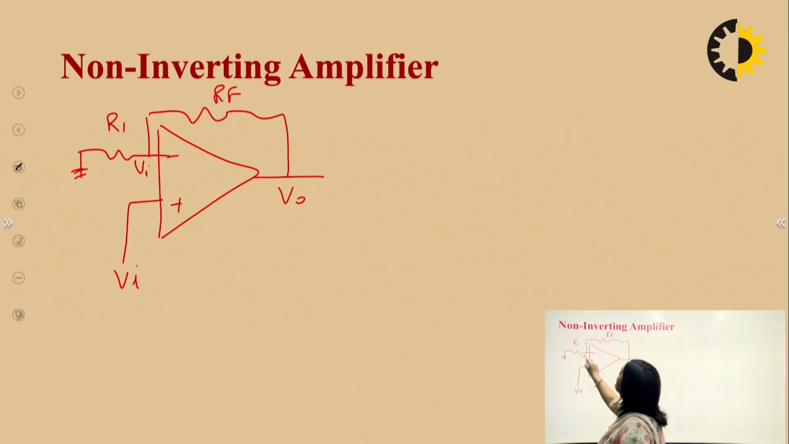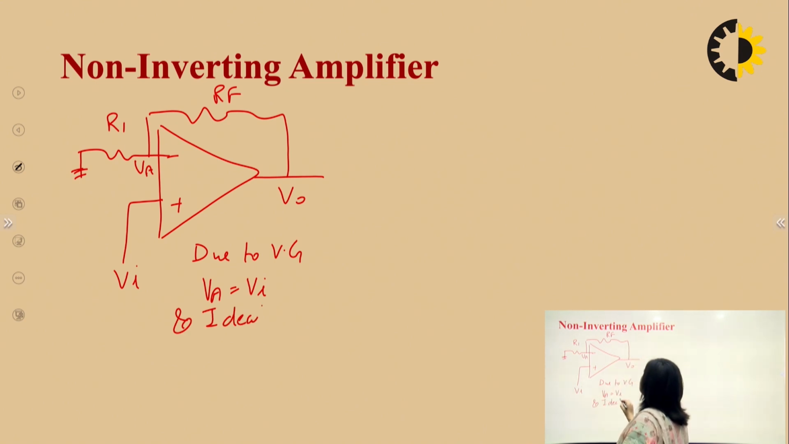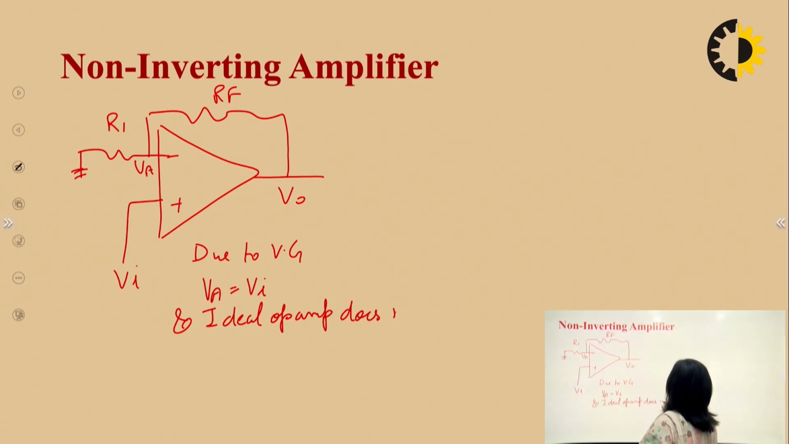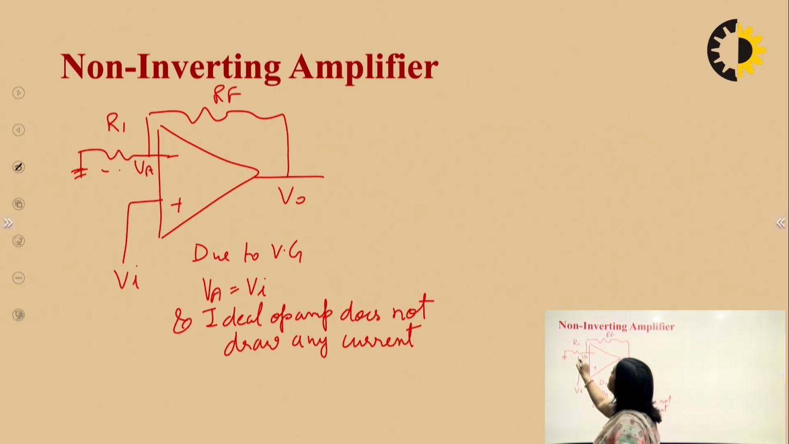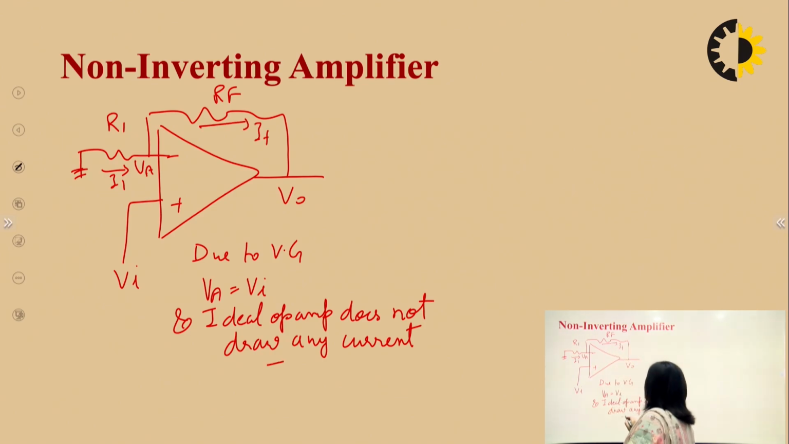Now due to the virtual ground concept, VA is equal to Vi. And an ideal op-amp does not draw any current. That's why I1 is equal to IF.